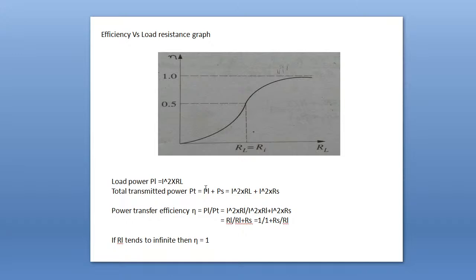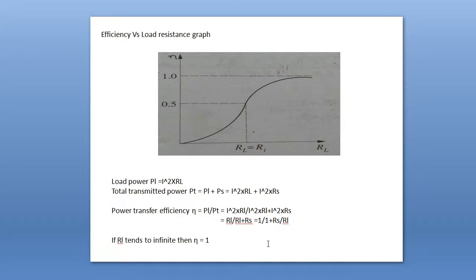If you put the values of load power and source power in this equation, you will finally obtain 1 by 1 plus RS by RL. Therefore, power transfer efficiency is equal to 1 by 1 plus RS by RL, source resistance divided by load resistance. If load resistance tends to infinity, then it equals 1, because the denominator has two terms, 1 and RS by RL, and if RL is infinite, this term is negligible.